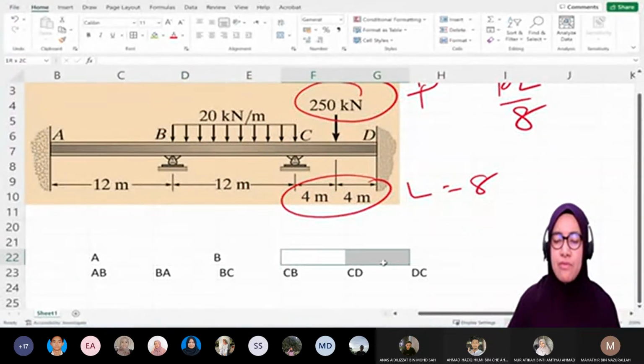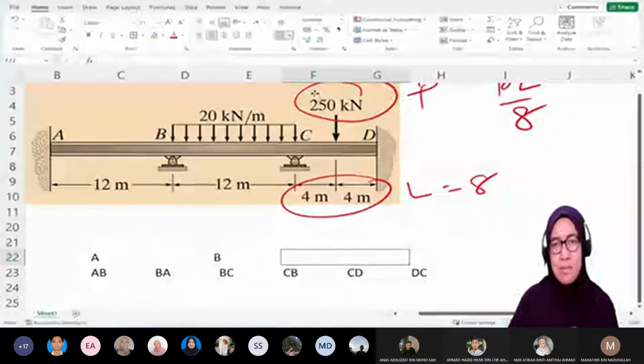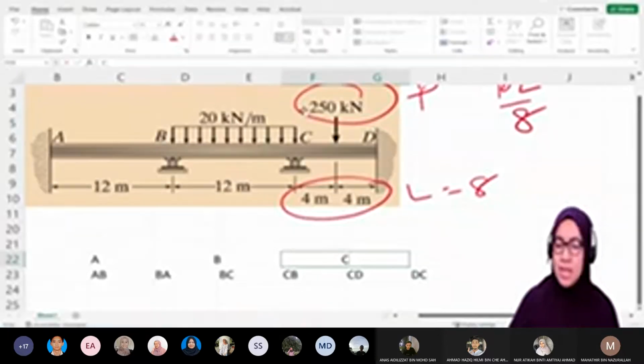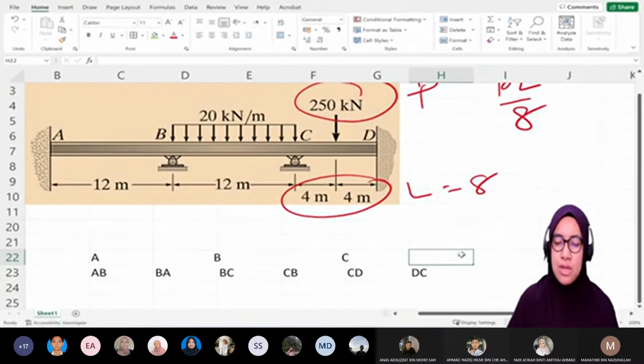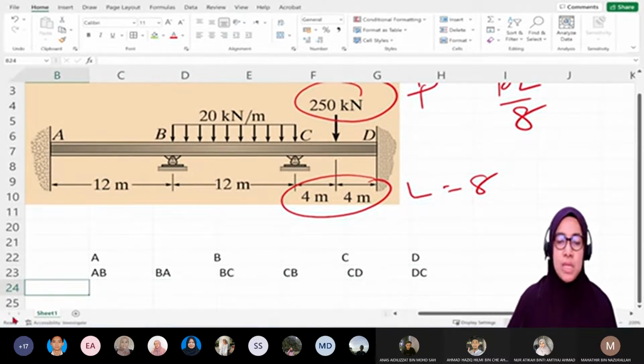Okay, so we have joint C, combining CB and CD. Joint C, CB, CD. Okay, joint C, and the last one is D. So there are 3 members, 4 joints, 6 member end moments. Okay, so for K, I want to calculate straight away inside the table.